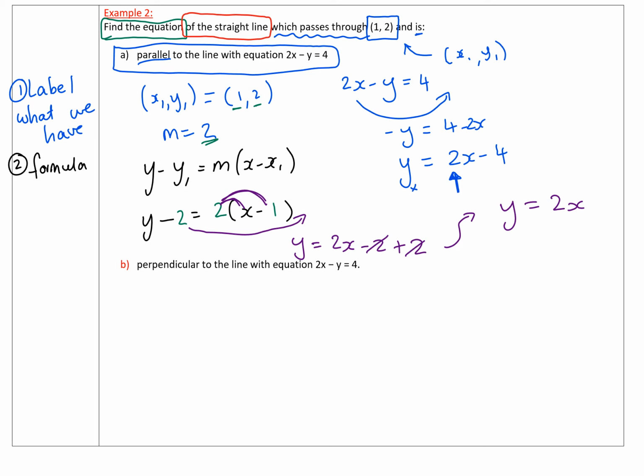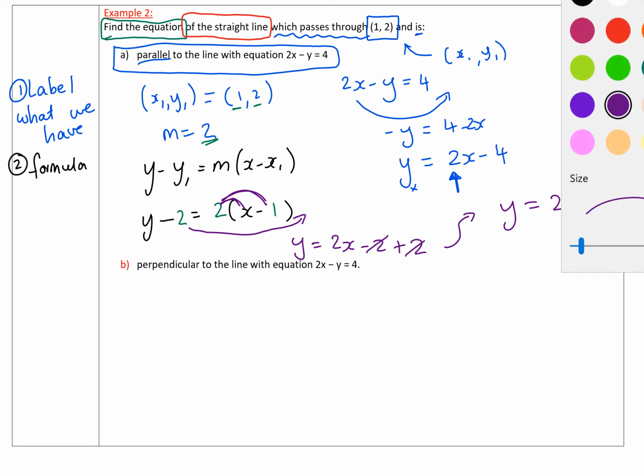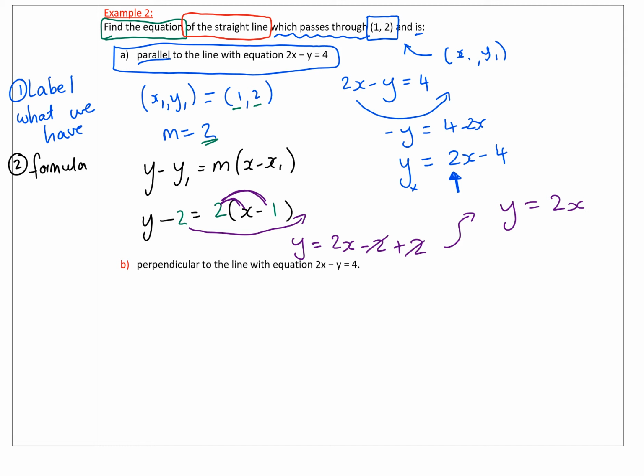So given this line y equals 2x, we might just want to double check, have we found the equation of a straight line? Yes, we have. Does it pass through 1, 2? Well, if I sub in 1, 2 times 1 is 2, so that works out. And is it parallel to the equation y equals 2x minus 4? Well, yes, they both have the same gradient too. So in this case, I know that I'm complete.